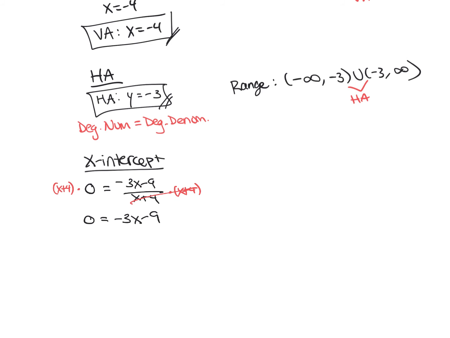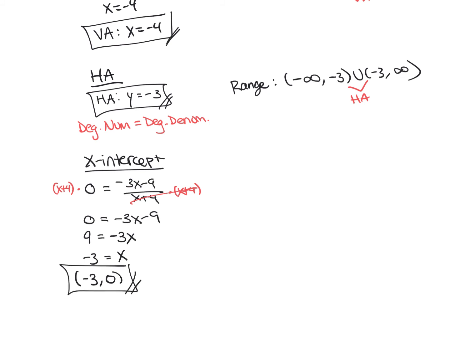But from here, we're going to add 9 to both sides. So 9 is equal to negative 3x. Then I will divide both sides by negative 3 and get x is equal to negative 3. So we'll have the point negative 3, 0 as our x-intercept.